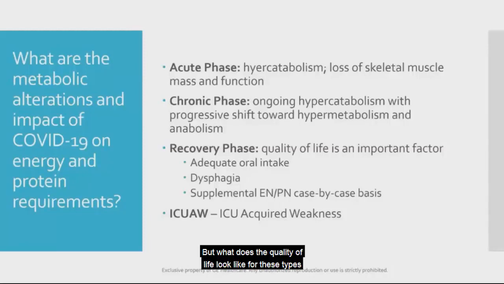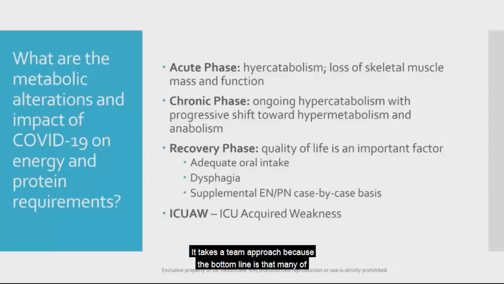But what does the quality of life look like for these types of patients in recovery? Will they have adequate oral intake? Are they able to maintain a nourished state orally in the presence of dysphagia or other debilitating factors? Realistically, how will we monitor the recovery phase once the patient's out of the ICU with limited care? We need to take action by monitoring these patients through telemedicine if possible.